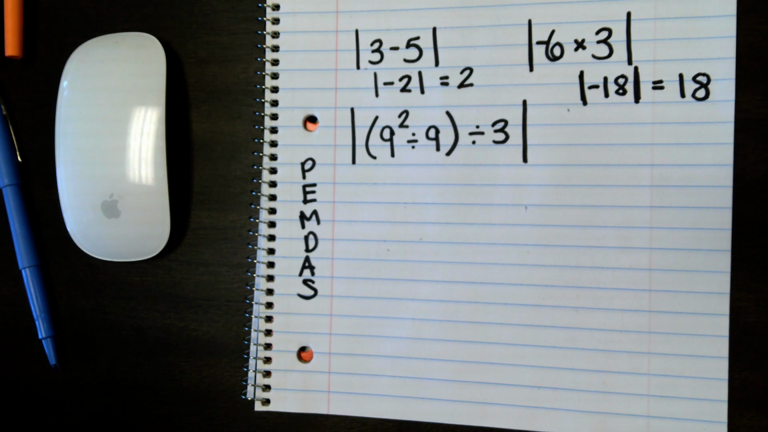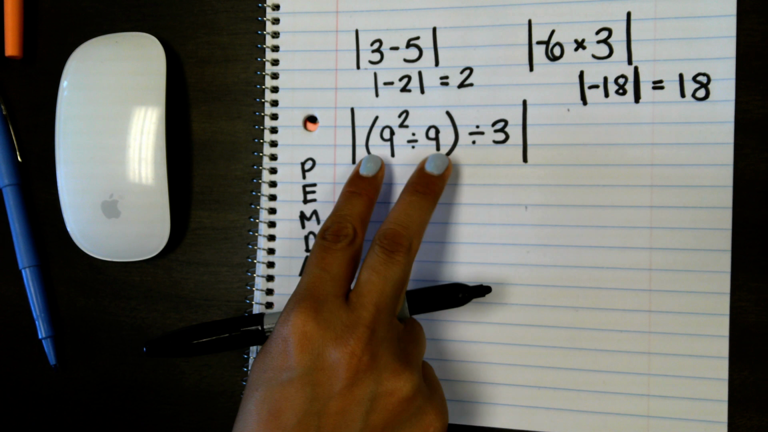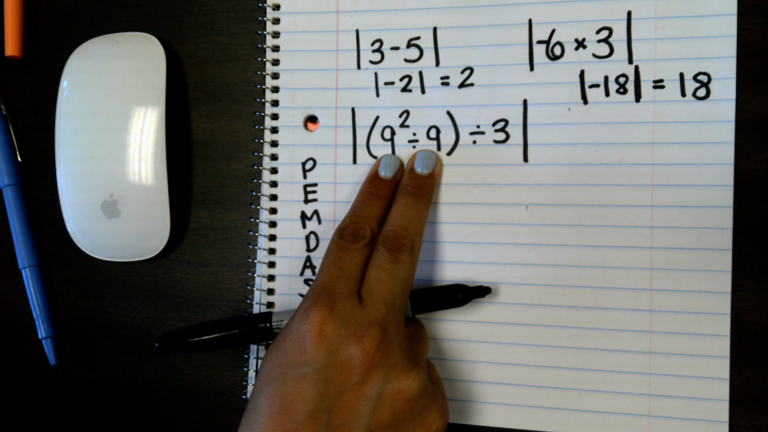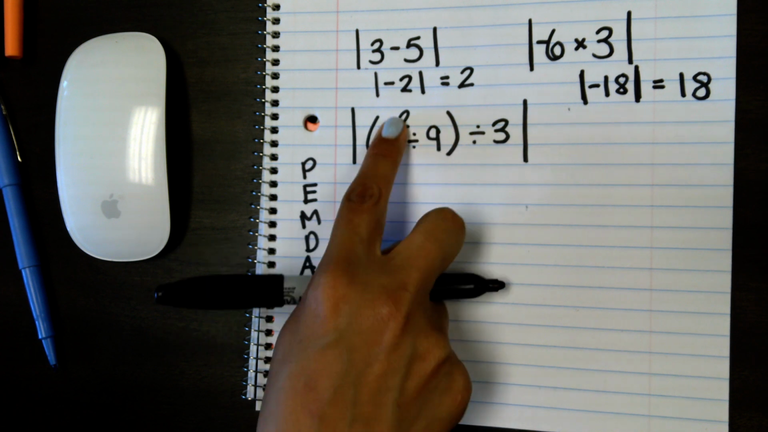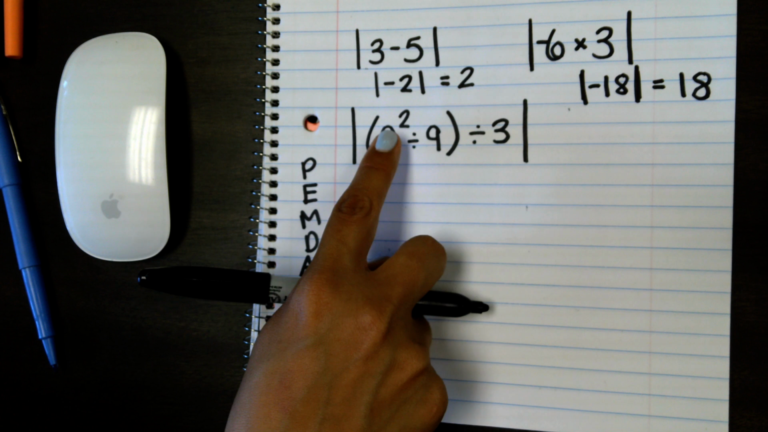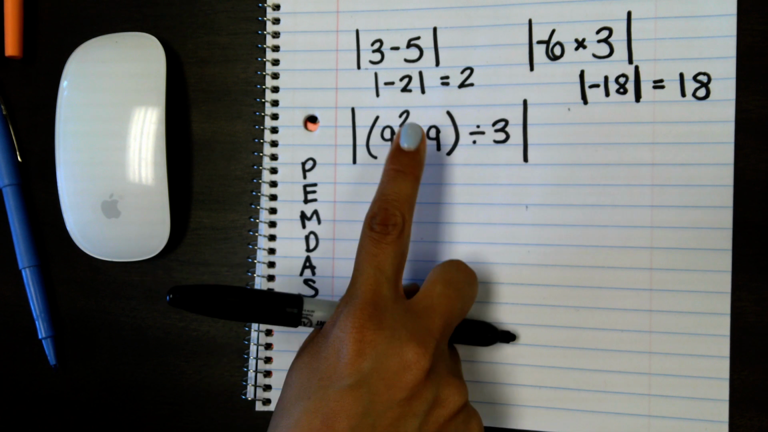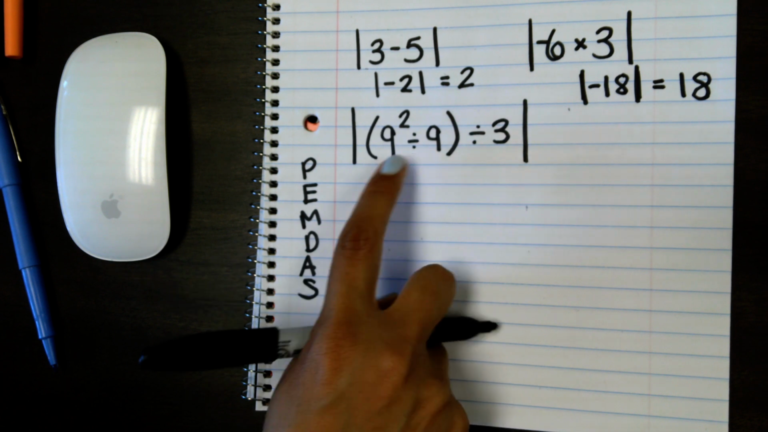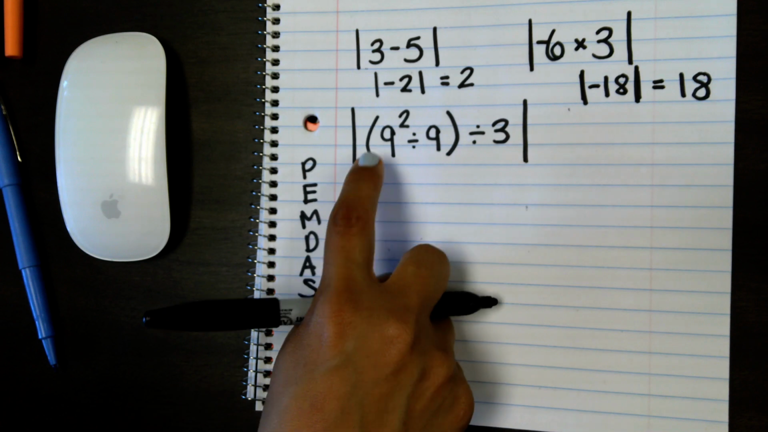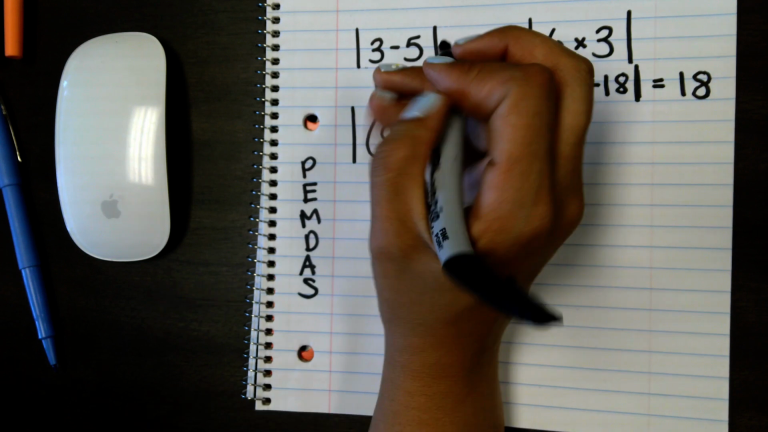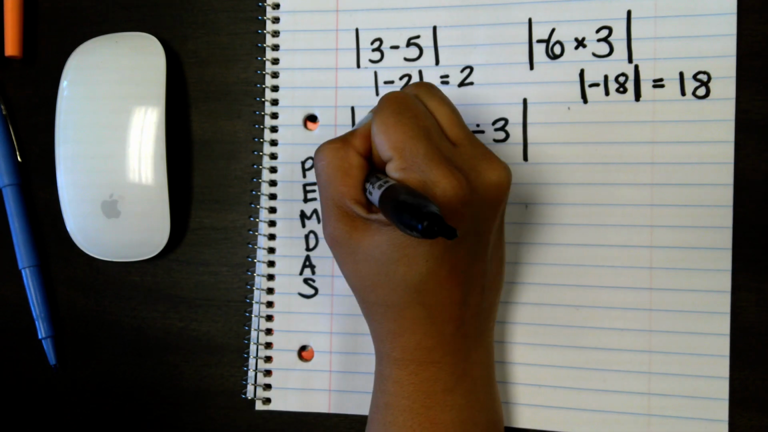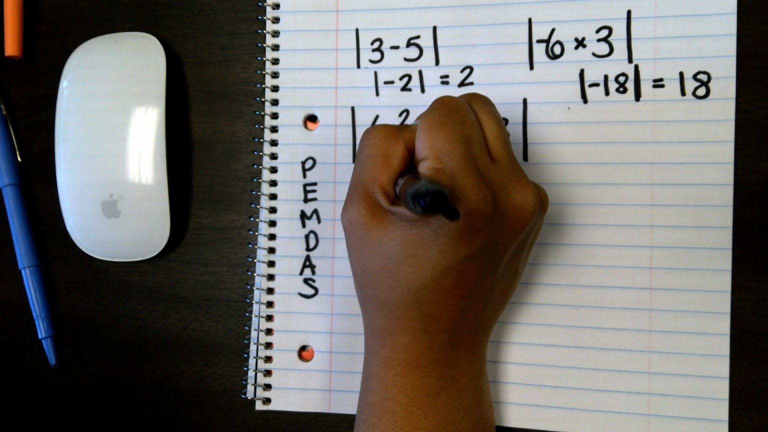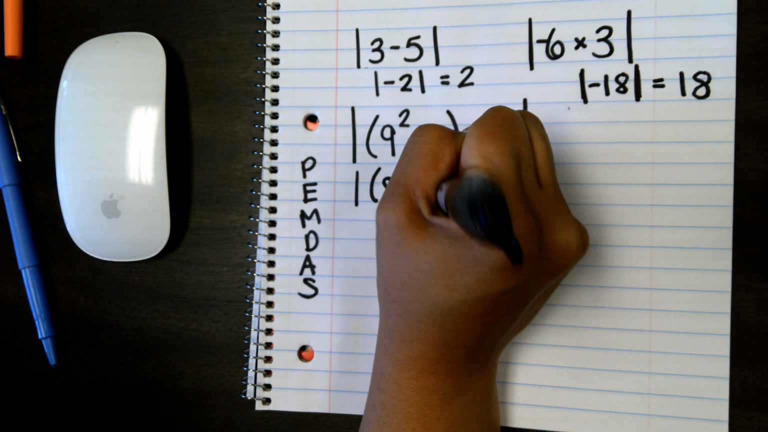So first of all, we're going to do what's in these parentheses. Well, there's a couple different things in the parentheses. All right, we've got to go back to order of operations. What would come first? Well, exponents would definitely come before multiplication, right? Exponents before multiplication. So we're going to do that first. So 9 squared would be 81 divided by 9.